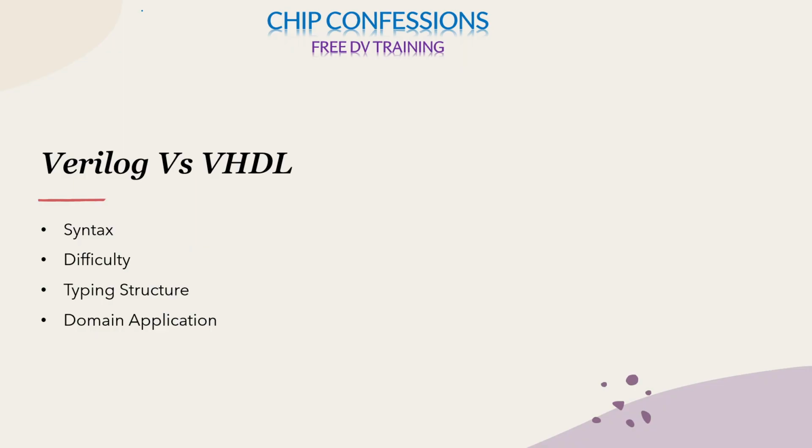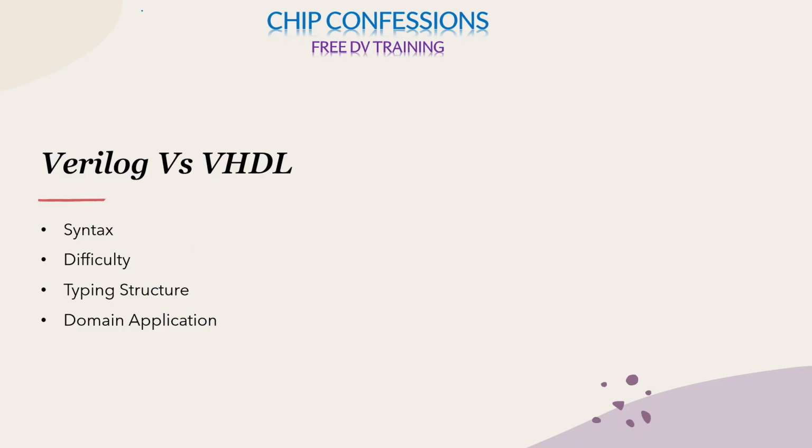Verilog has syntax that is about 70% the same as C, except for the curly brackets we use in C. Here we use begin and end. Apart from that, the semicolons and everything else are way more similar to the C programming language, whereas VHDL uses ADA-like syntax.